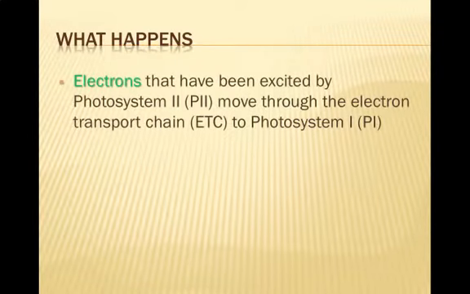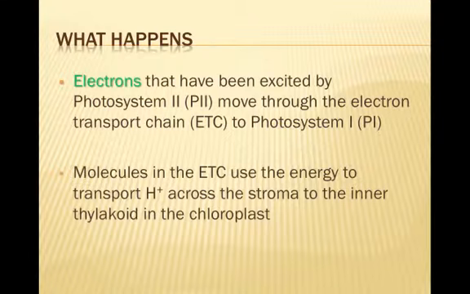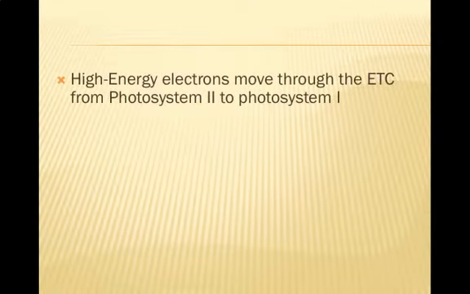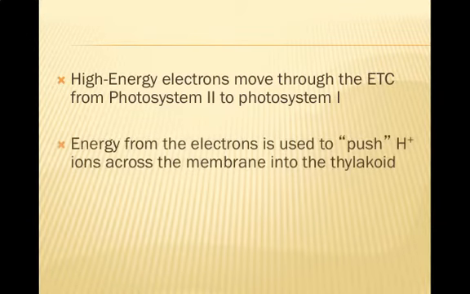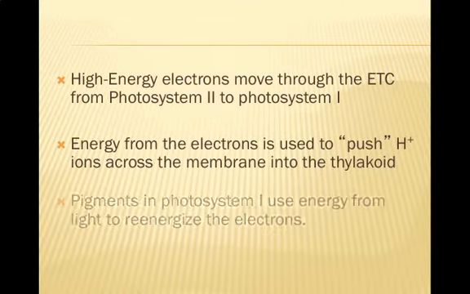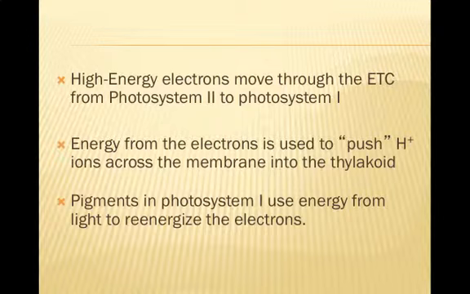So, electrons that have been excited by photosystem 2 move through the electron transport chain to photosystem 1. The molecules in the ETC use the energy to transport hydrogen ions across the stroma to the inner thylakoid in the chloroplast. And these high energy electrons now move through the ETC from photosystem 2 to photosystem 1. And we use this to push hydrogen ions across the membrane into the thylakoid. And we use pigments to re-energize the electrons.